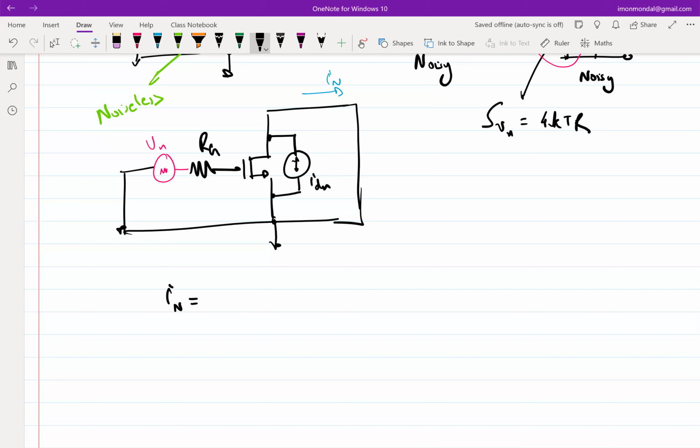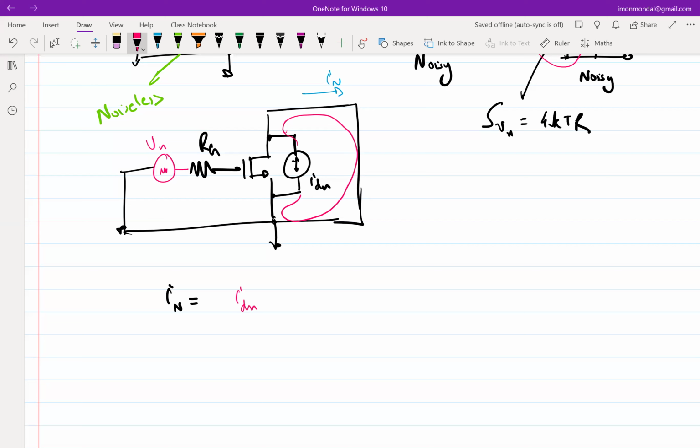In will be equal to, so I take one source at a time. Let's say I take IDN and not take Vn, so Vn is essentially shorted. What will IDN do? IDN will simply go in this route. Will it go through the transistor? Because gate and source are shorted, it will not go through the transistor, it will bypass. So In will be equal to IDN.